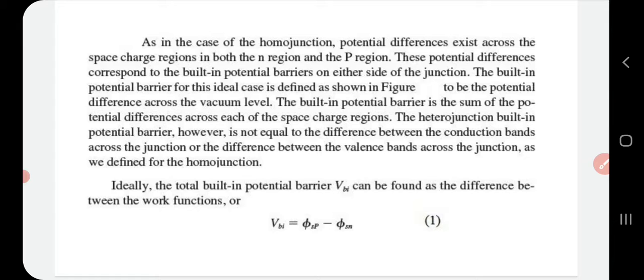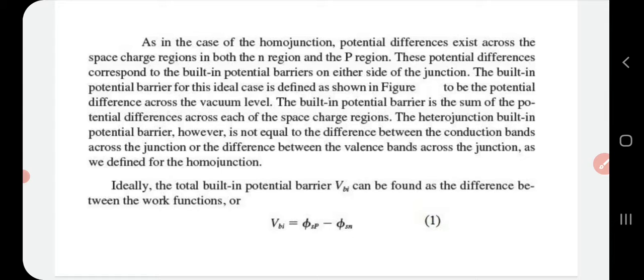Now, in the case of a heterojunction, the potential barrier is not equal to the difference between conduction bands across the junction, or the difference between valence bands across the junction. So we know in homojunctions we define potential barrier as equivalent to the potential difference that exists across the depletion region in both N and P regions, or potential barrier is equal to the difference between the valence band edge and conduction band edge. That is in the case of a homojunction, but in the case of a heterojunction there is a slight difference.